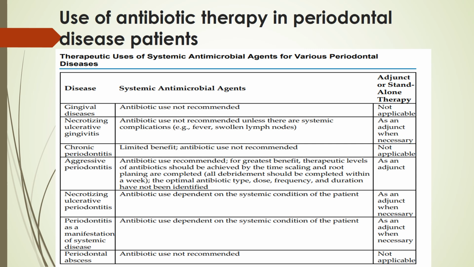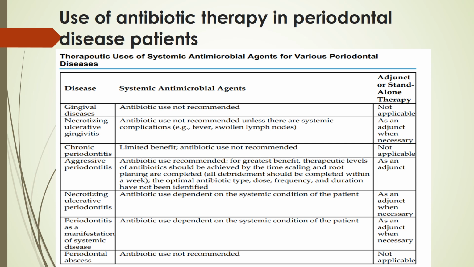Next, coming to necrotizing ulcerative gingivitis, antibiotic use is not recommended unless there are any systemic complications. If there are systemic complications, then it is recommended. Then coming to chronic periodontitis, there is limited benefit, so antibiotic use is not recommended.